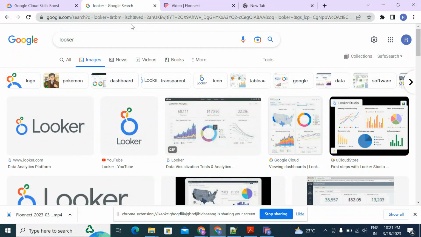Myself is Raju Prabha. In today's class, I'll be discussing what are the prerequisites to learn Looker BI, which means what are the technologies that we should have learned already to start learning Looker BI. So, to learn Looker BI, right?